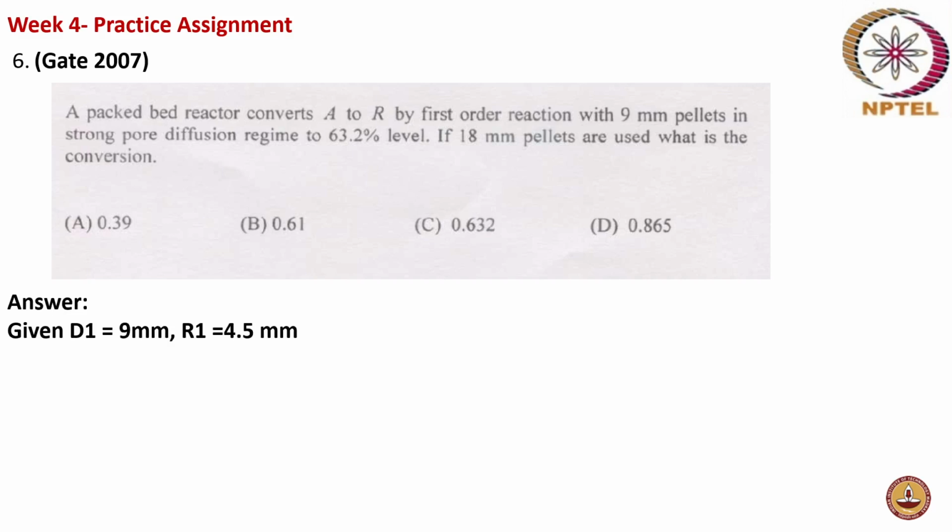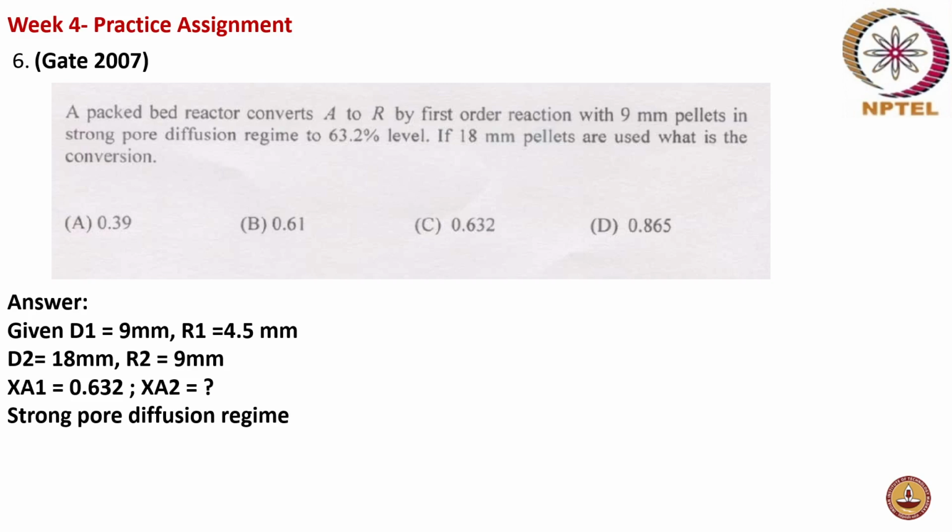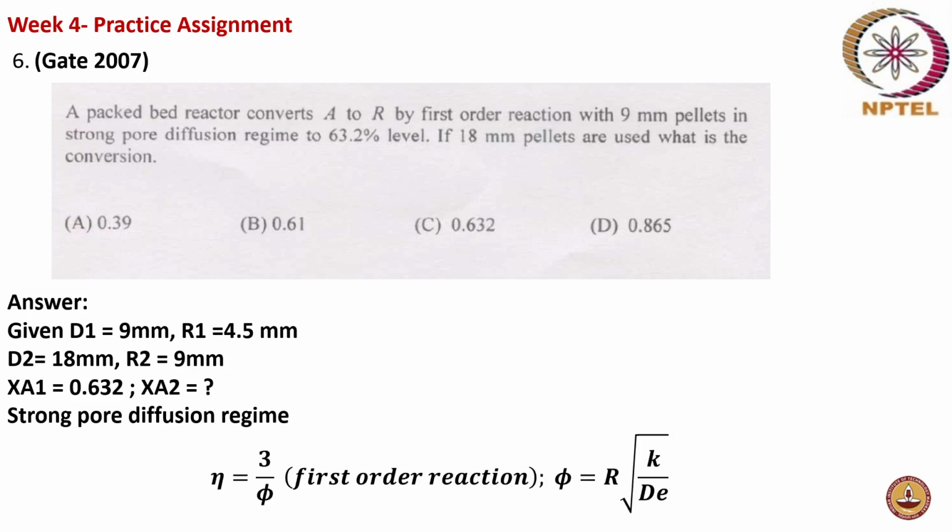So as usual, they have given the diameter, that is 9 mm, and the radius is equal to 4.5 mm, and the diameter 2 is 18 mm and your radius is 9 mm. So conversion they have given, so XA1 they have given it as 0.632. So what is XA2? So again they have already given that it is a strong pore diffusion regime. They have also given it is a first order reaction.